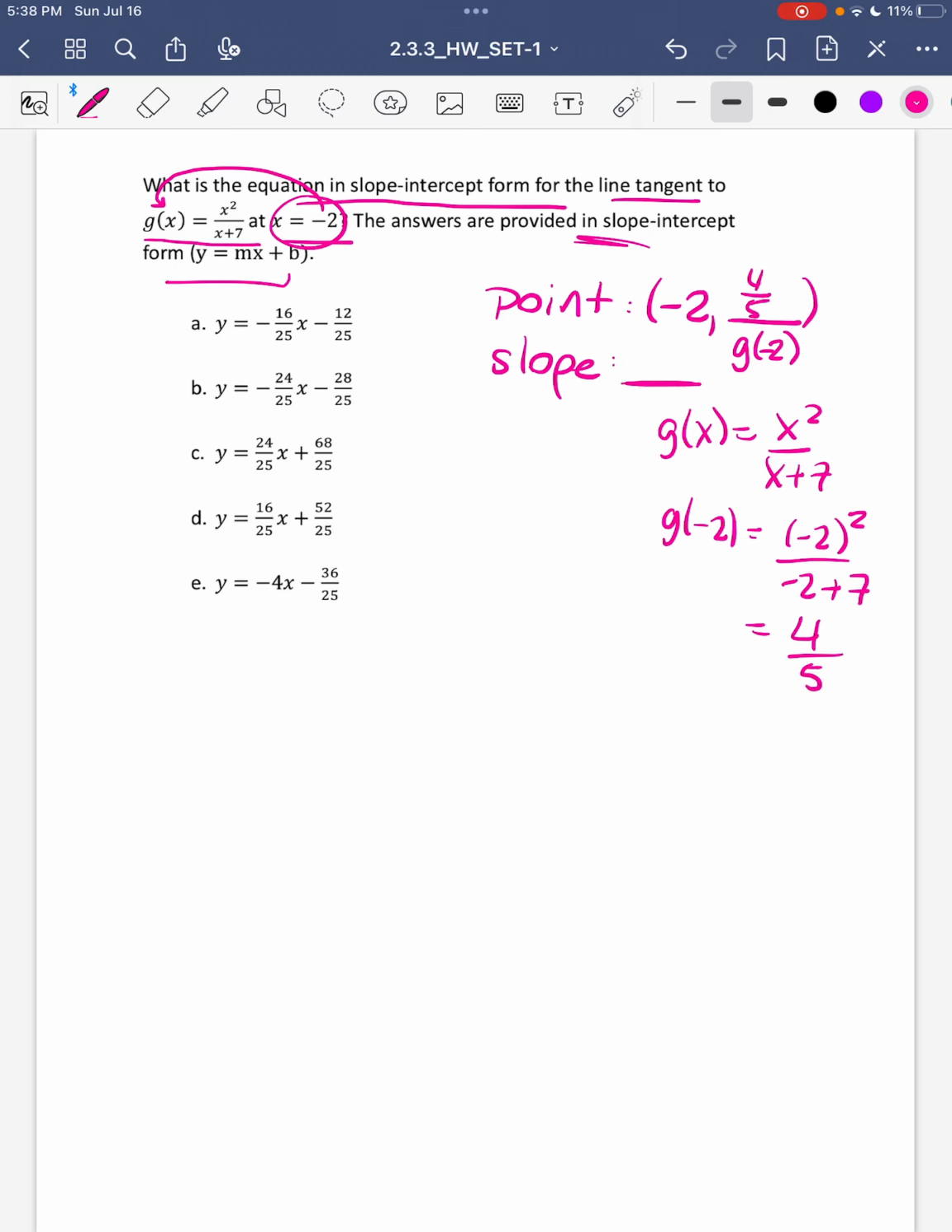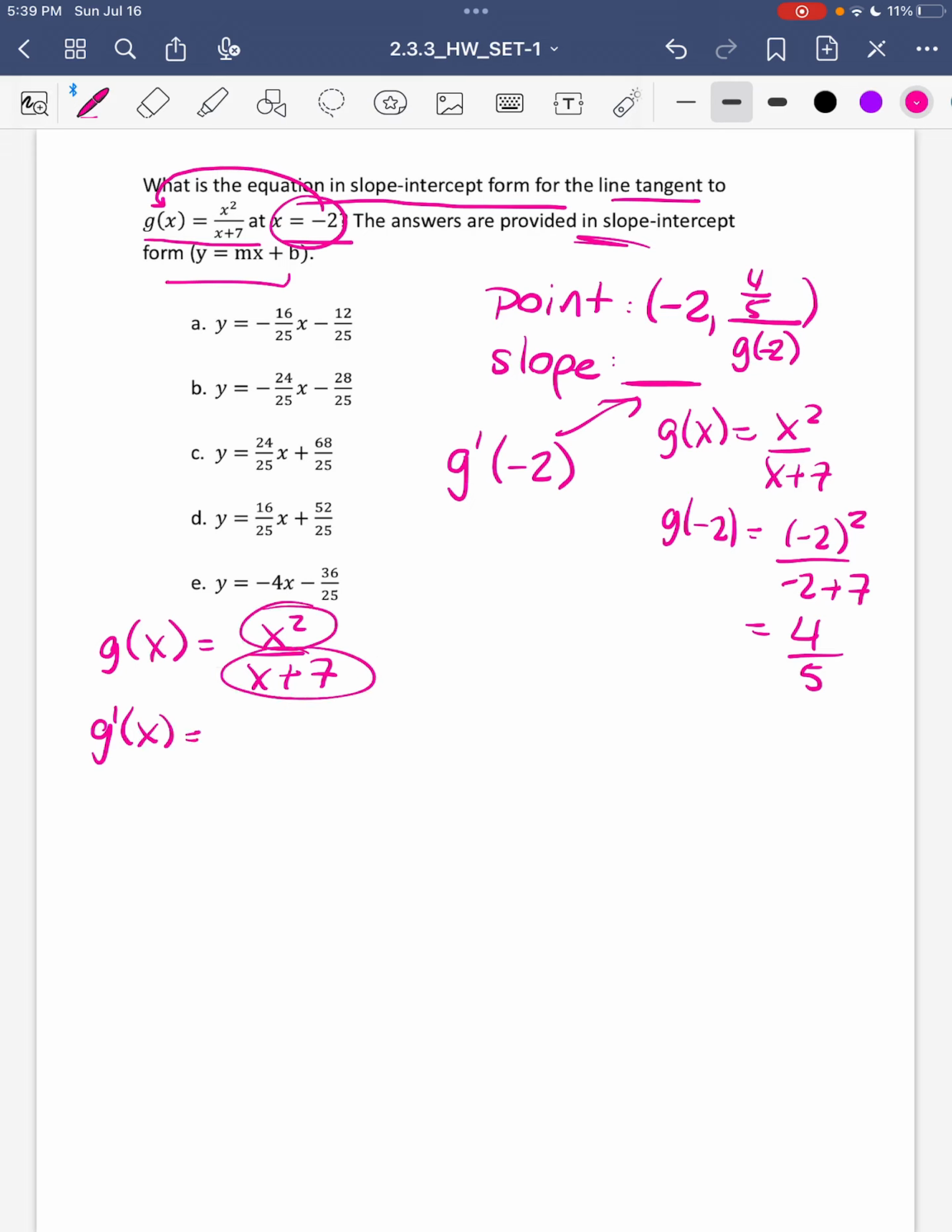Now what about the slope? Well, the slope for the tangent line is the value of our derivative at that value of x, -2. So we want to find the derivative of g and then evaluate it at -2 to get the slope. So first, let's go ahead and find the derivative. If g of x is x squared over x plus 7, what is g prime of x? Well, g is a quotient of two functions, x squared and x plus 7. So to find the derivative, we're going to need the quotient rule.